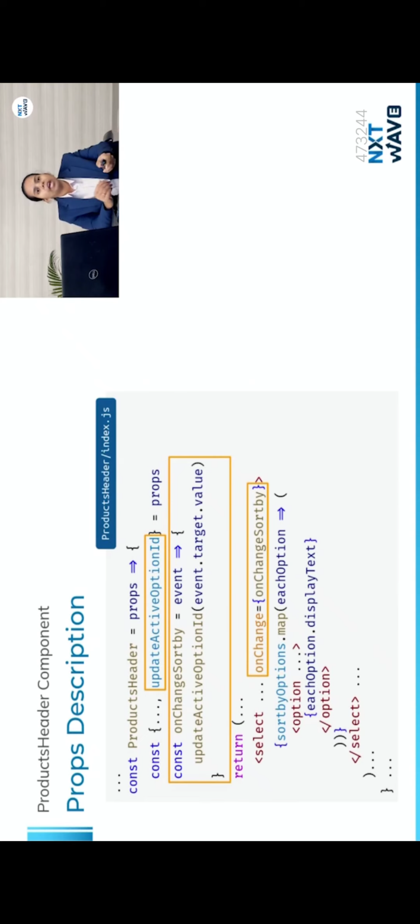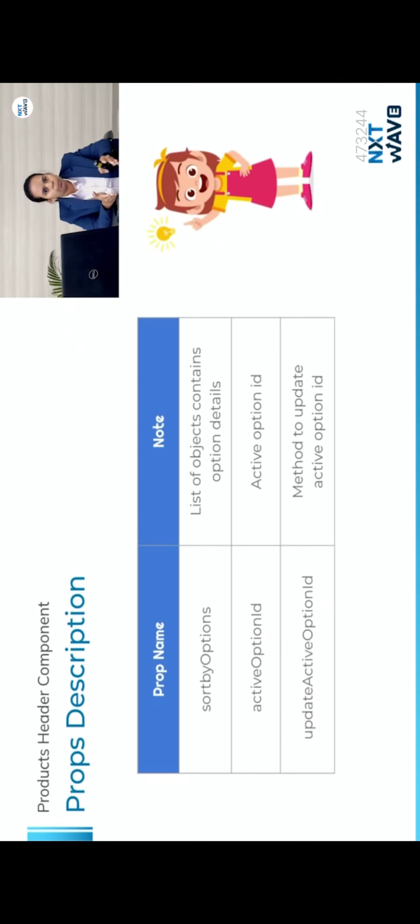Okay, so now we have looked into the three props that we have passed. The first one is the sort by options that we need to pass. It contains a list of option details. The second thing is the active option ID, that is the option that needs to be currently selected. And the third one is the update active option ID. It is a callback function, so on change of the drop-down selection, this callback function will be triggered. These are the three props that we need to pass to the products header component. So now we have got a brief understanding about the products header component. Let's have a look at it in the code playground.